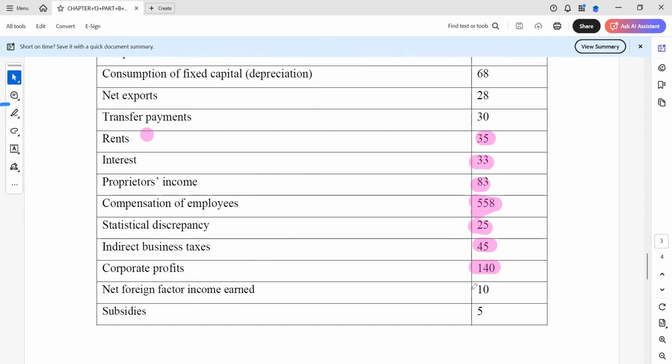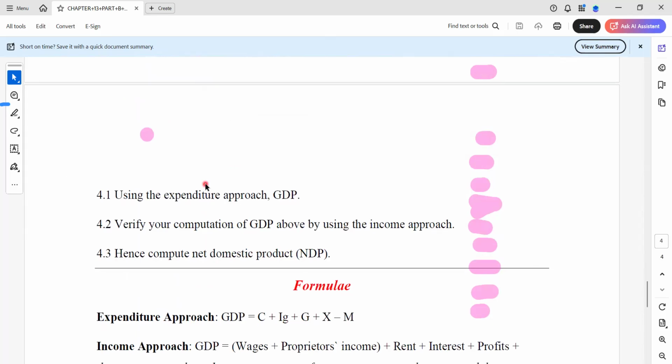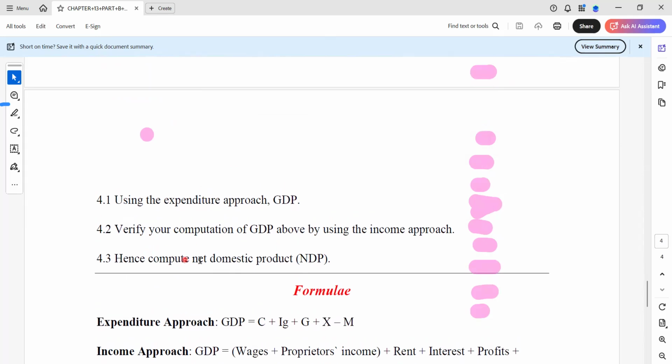And then we're going to separate net foreign factor income earned. We also separate the subsidies, right? Oh, I forgot. We're also going to add the depreciation. Remember, we add the depreciation in the income method. Then you add all of this, and you have to get the same answer. So it's going to be 972. Are we done? No. We must also compute net domestic product.